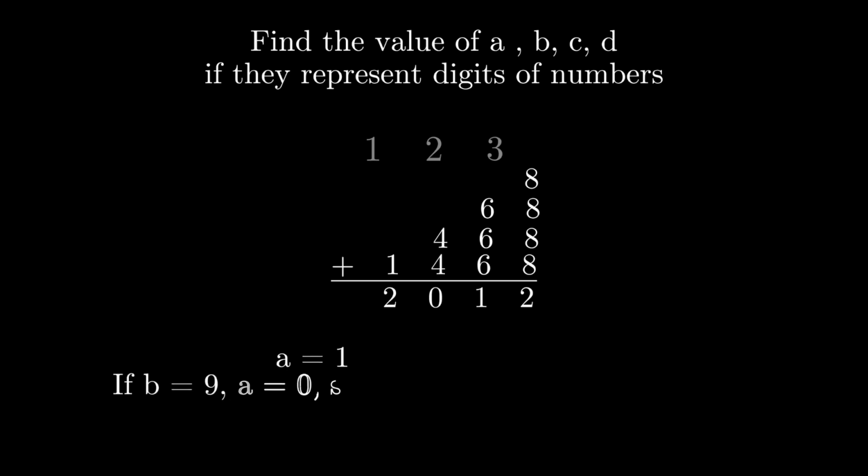If B equals 9, A equals 0. Leading digit of 0 has no value and hence we shall reject B equals 9.